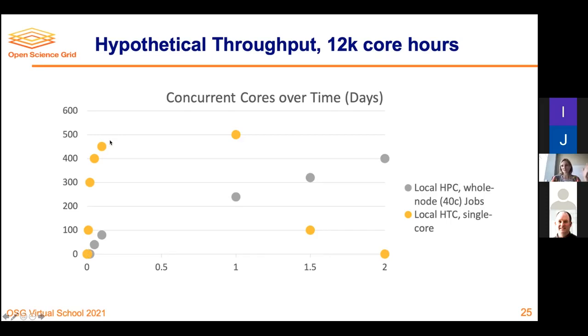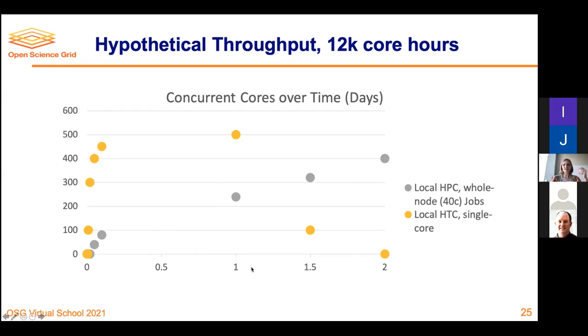I mentioned 600 before as something we've seen in our local HTC system, where that entire set of 12,000 hours of work could be completed. Before, with an HPC approach, you could even reach a practical peak in the number of total cores. And it's the area under these lines that represents computational throughput.